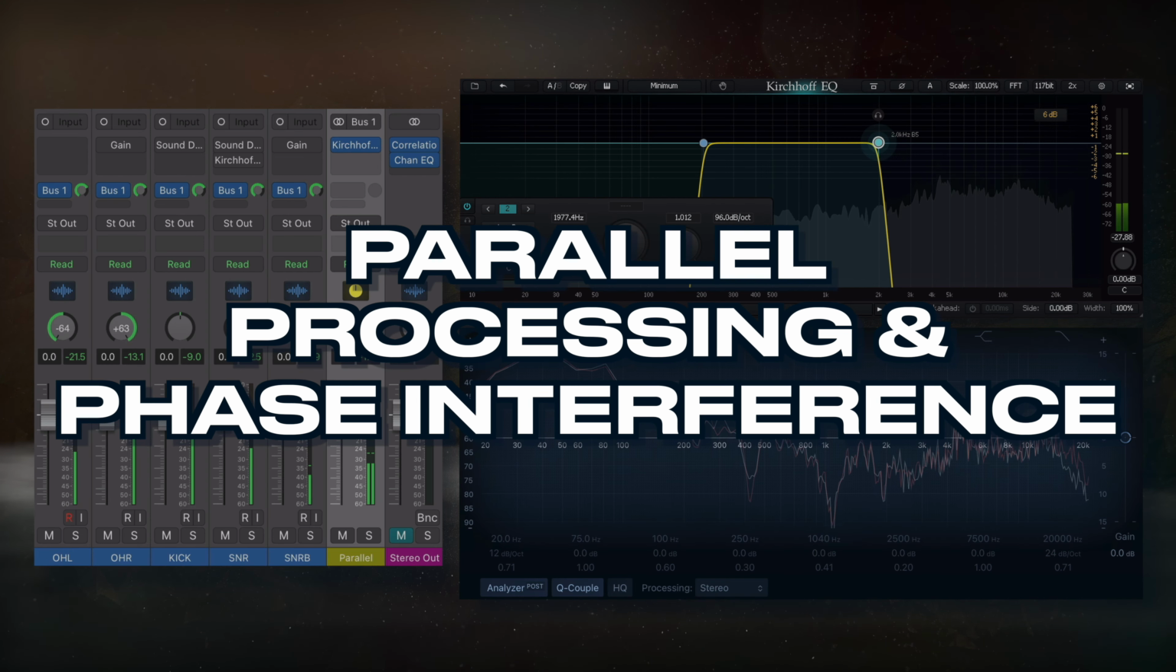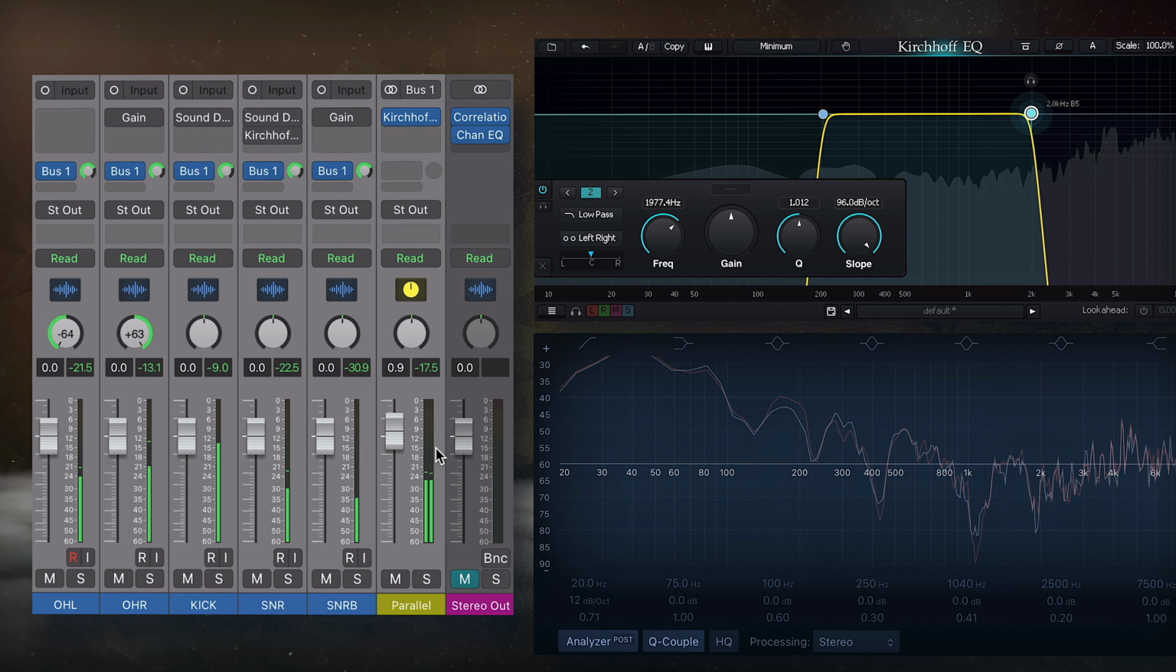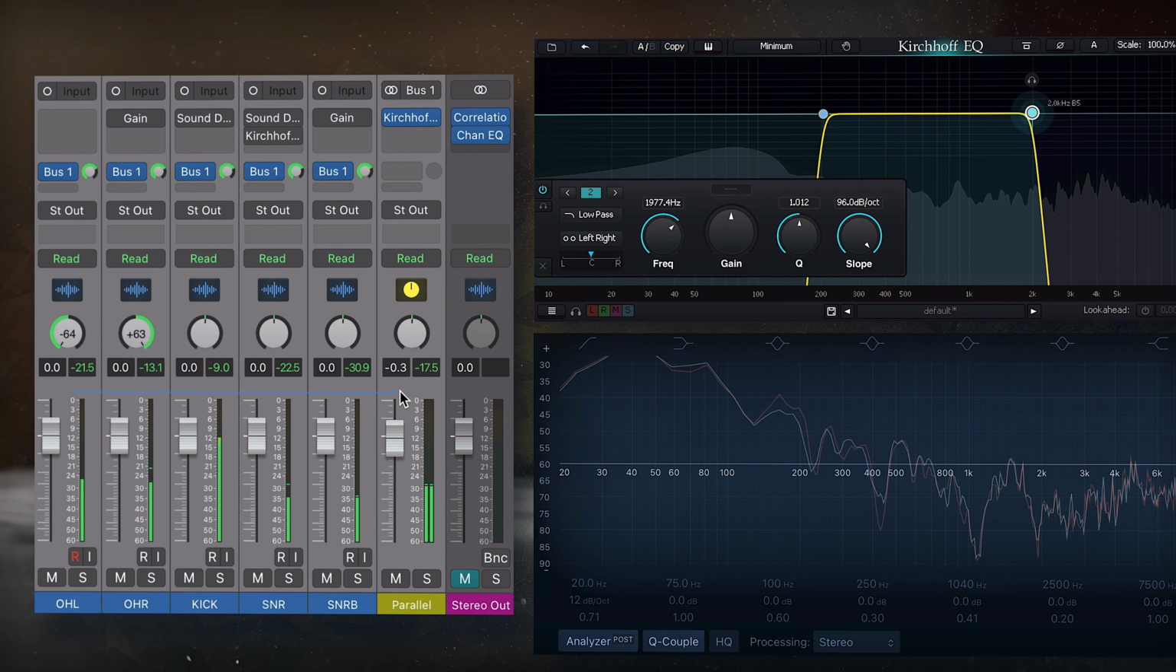Now, one more thing I want to cover is parallel processing and phase interference. So last up, I want to quickly talk about a big issue to avoid, especially if you're concerned about the phase relations of your mix, or in this case, mix or master.